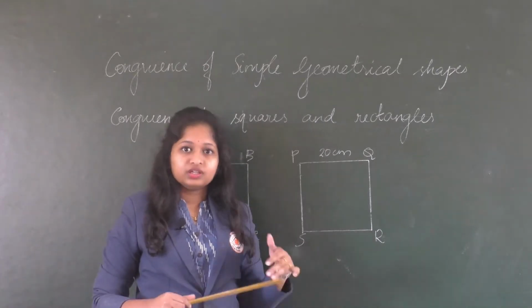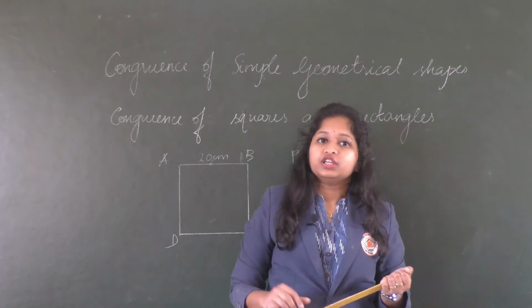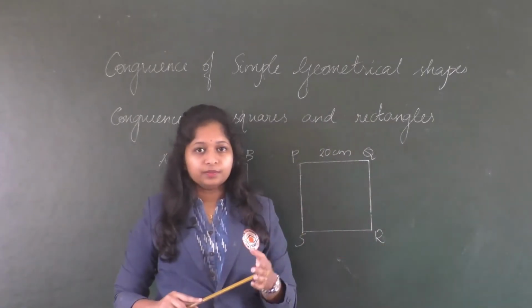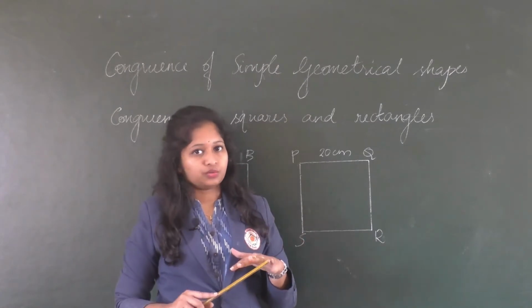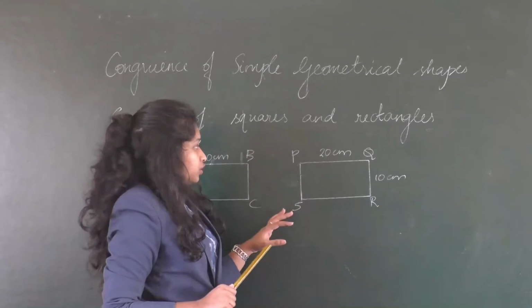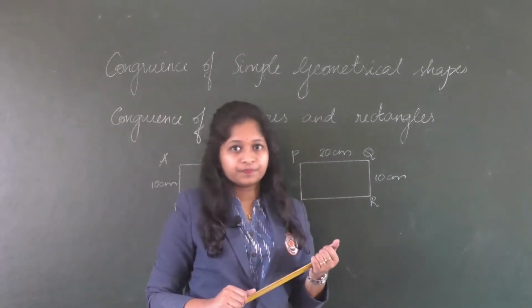If they are congruent, then the radius would be the same. Similarly, for angles also, if the measures of two angles are the same, then they are said to be congruent. In the case of rectangles, you know that the length and breadth would be different.